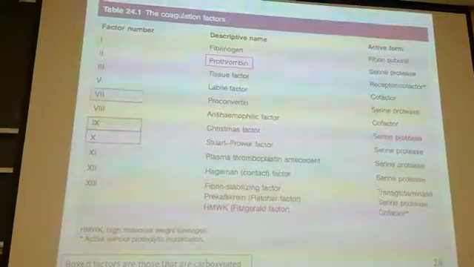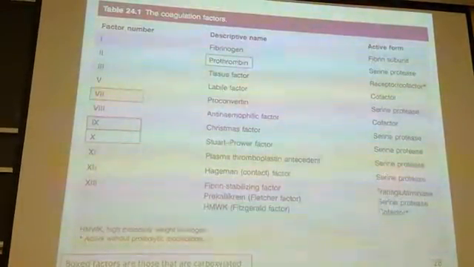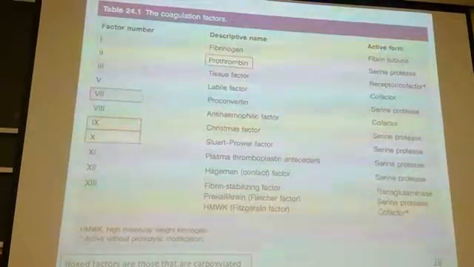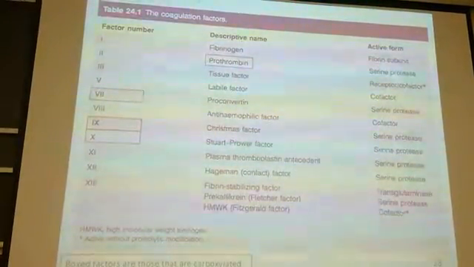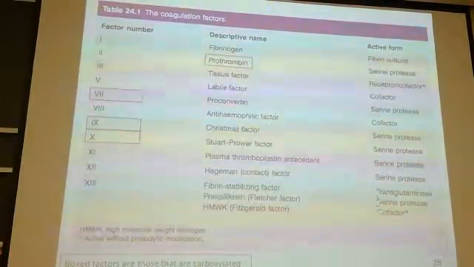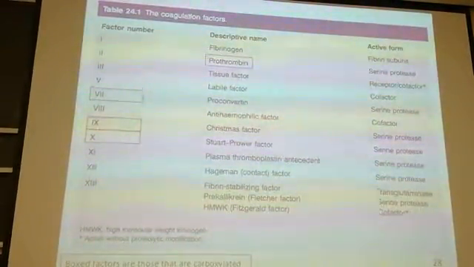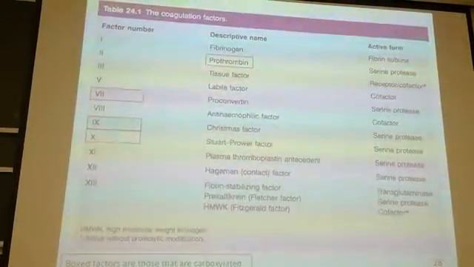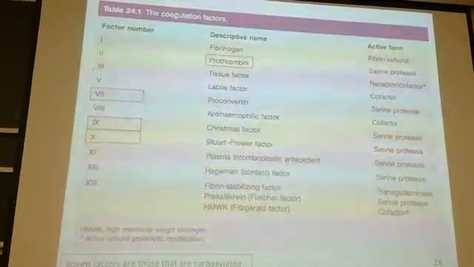So do you guys see anything missing from this table? Does anything jump out at you? Play that game. What's missing from this picture? Yeah, so there's no factor 4 or factor 6. And actually, factor 4 is calcium. So they no longer use factor 4 nomenclature, they just say calcium.